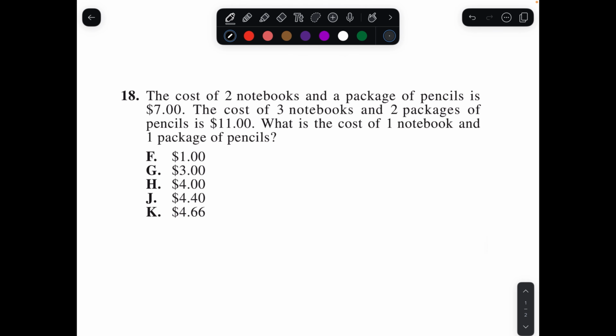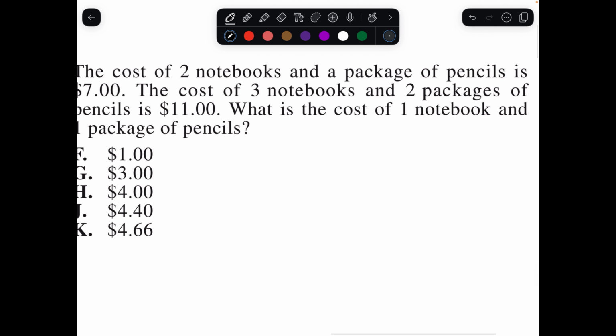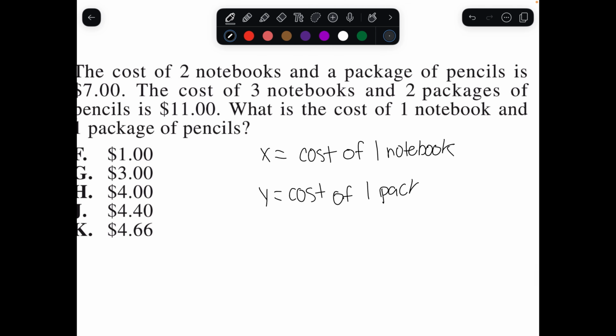Question 18, which says, the cost of 2 notebooks and a package of pencils is $7. The cost of 3 notebooks and 2 packages of pencils is $11. What is the cost of 1 notebook and 1 package of pencils? For this question, this is going to be a system of equations question, so I would assign variables. Let's call x the cost of 1 notebook, and y the cost of 1 package of pencils.